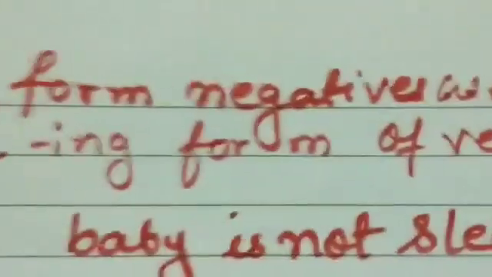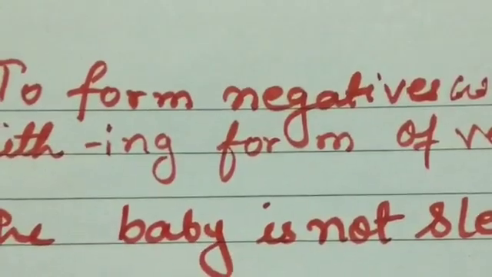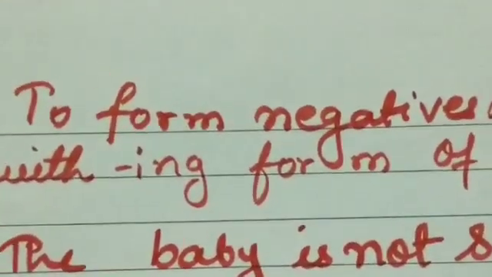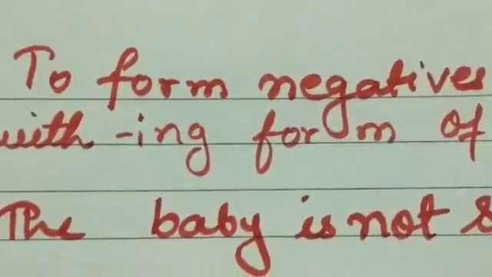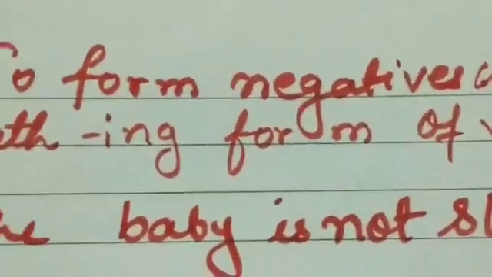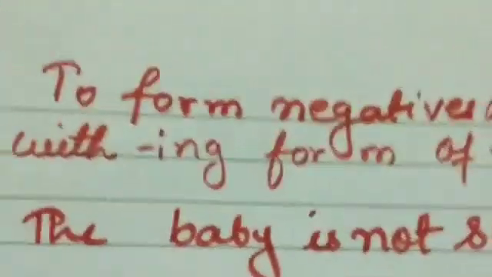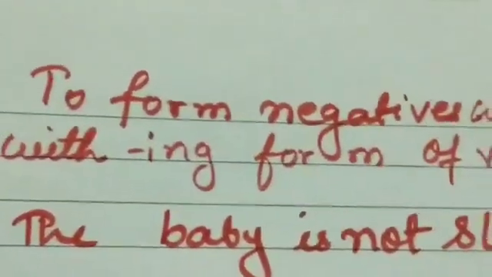Good morning students. So today we are going to discuss how to form negatives in present continuous form. So to form negatives, what do we use? We use not with the ing form of the verb. See the first sentence: The baby is not sleeping.